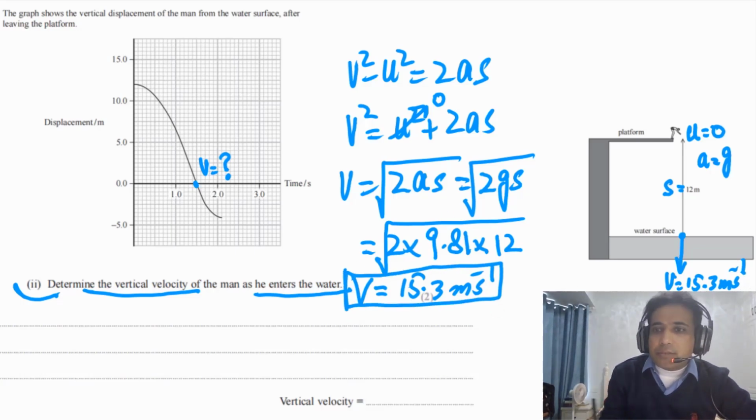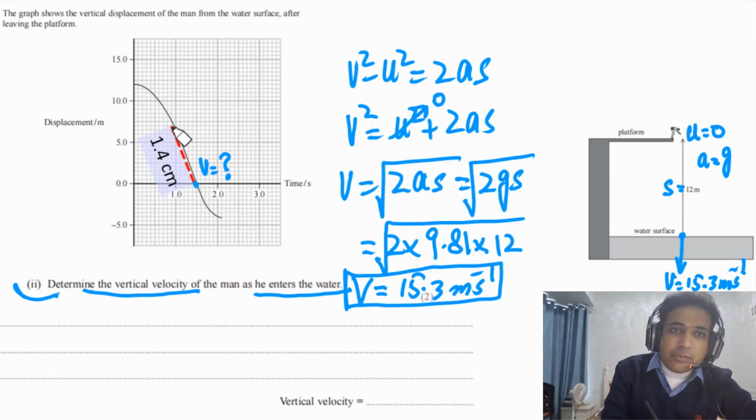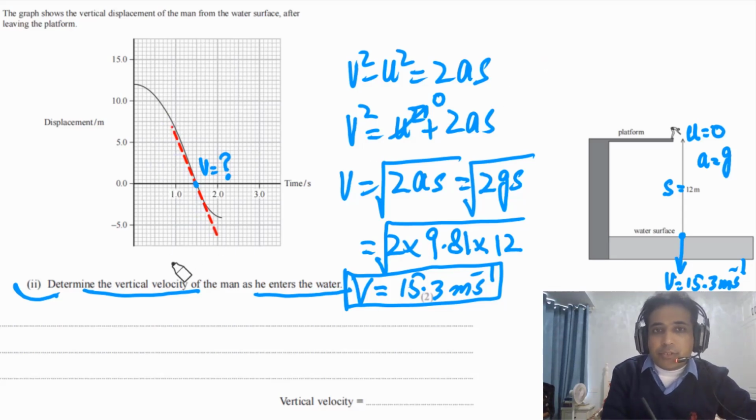The other way to answer this question is we can also draw the tangent line at this point, and find the gradient of that tangent line. In this case we can draw the tangent line here, and find its gradient, and that also will be equal to about 15 meters per second. So the answer for this question is 15.3 meters per second. So this is our final answer.